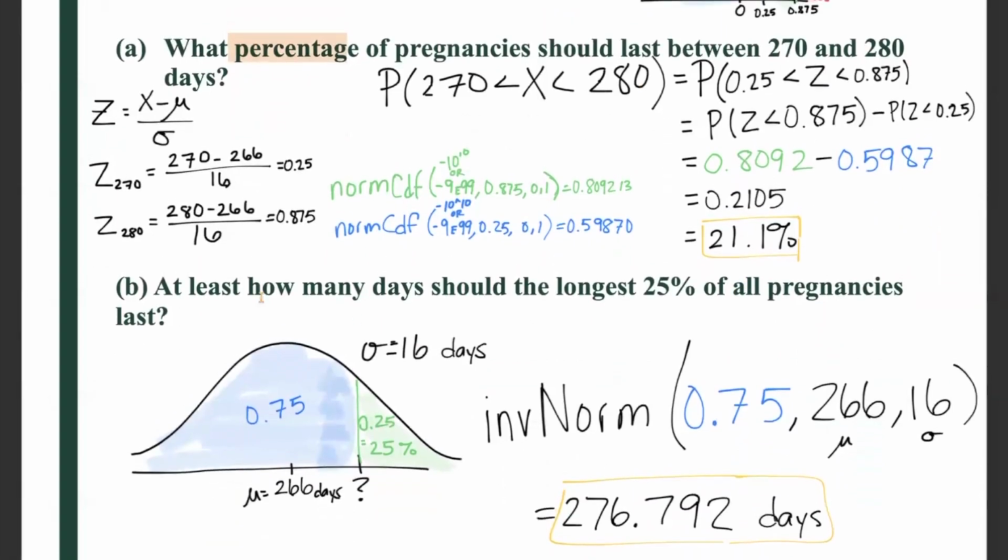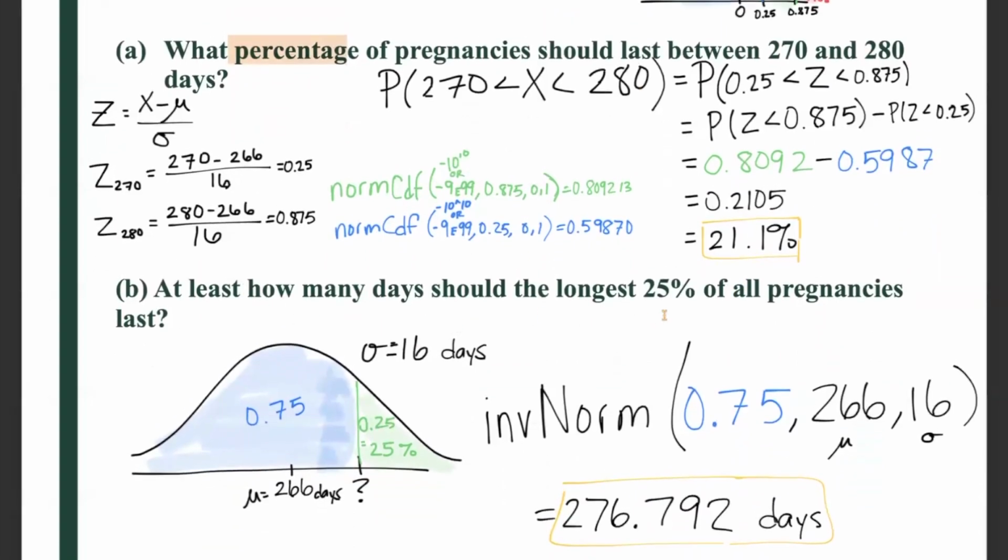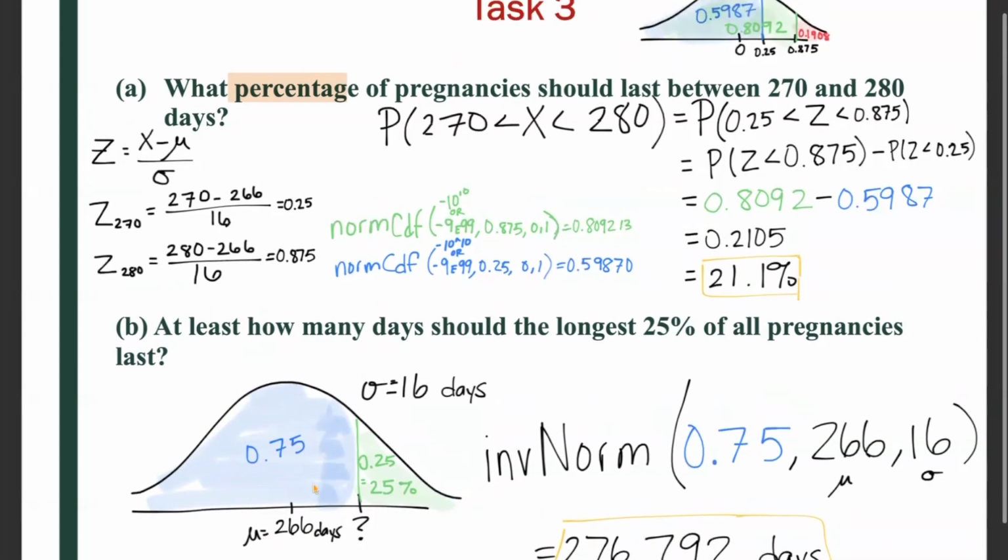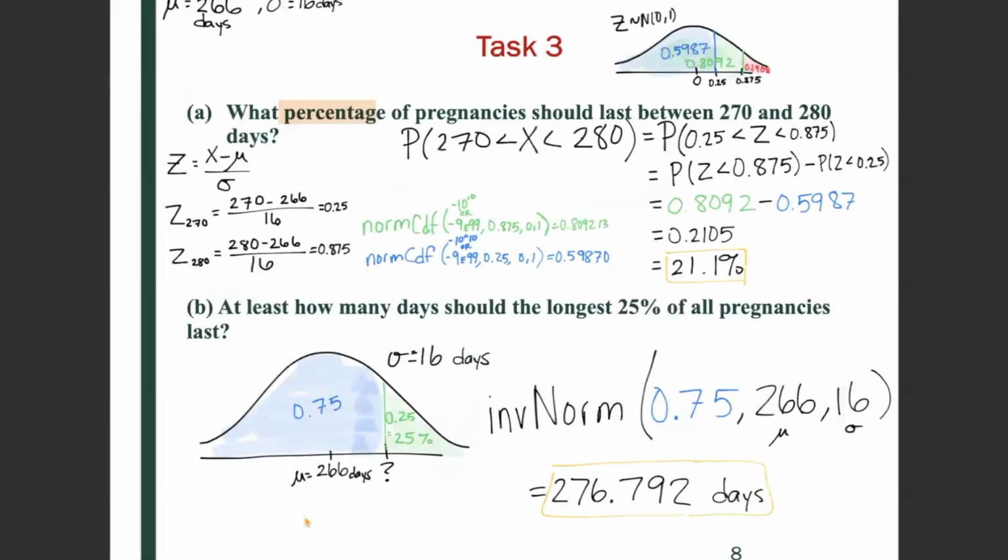Okay, and then part B, at least how many days should the longest 25% of all pregnancies last? So here, if I were to draw my normal curve here, I didn't standardize it. So it's centered around 266, which is the mean that we were given. And so the question is how many, so the longest 25% is going to be this right tail here. Because here would be the shorter pregnancies, and then as you go to the right, you would get the longest pregnancies here. So we want to know what this question mark is, what this value is on the number line.